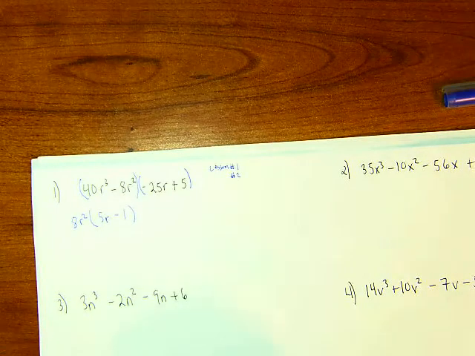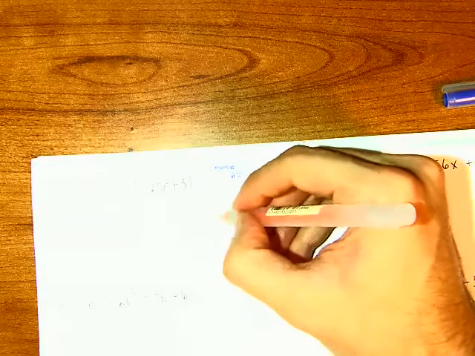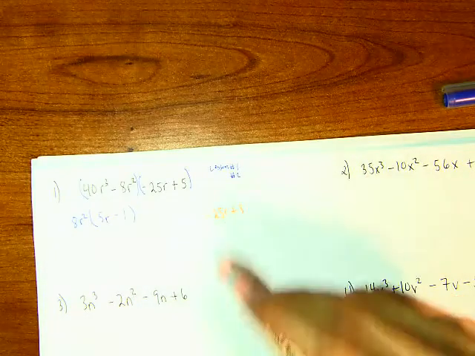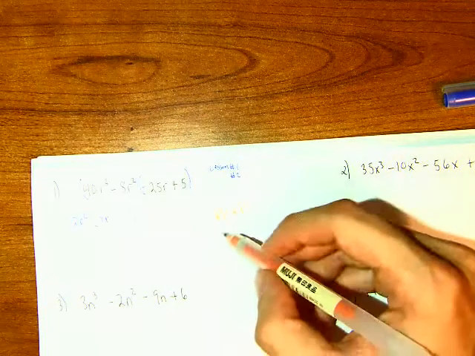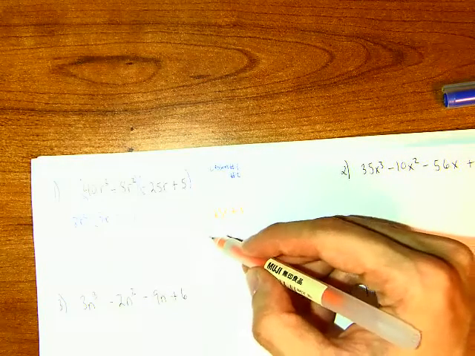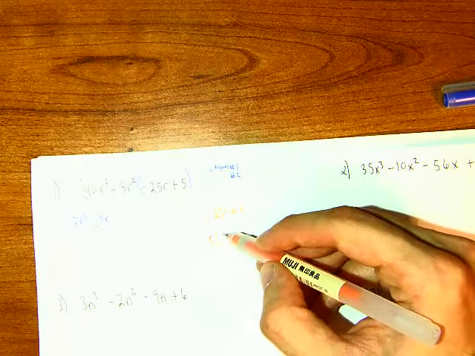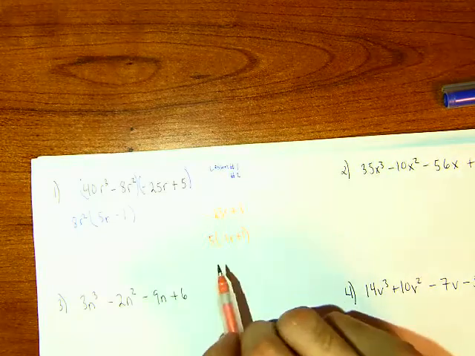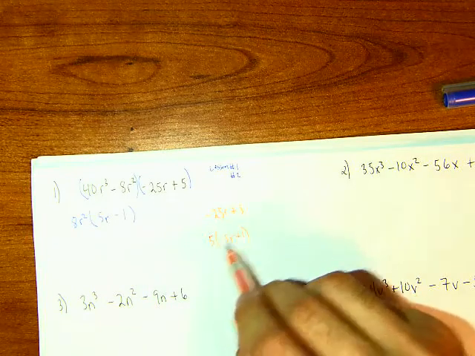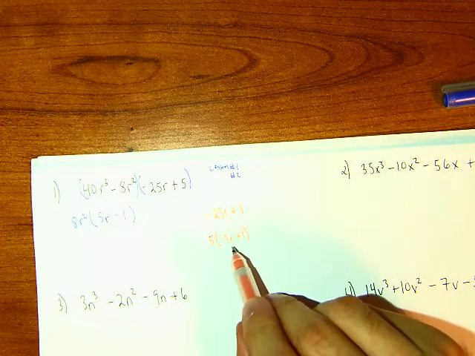So let's say we look at negative 25r plus 5. And you said, Mr. G, the GCF is 5. And I 100% agree. The GCF is 5. So if we take out 5, what do you get? You get minus 5r plus 1. And mathematically, we're 100% correct. But this doesn't help us.